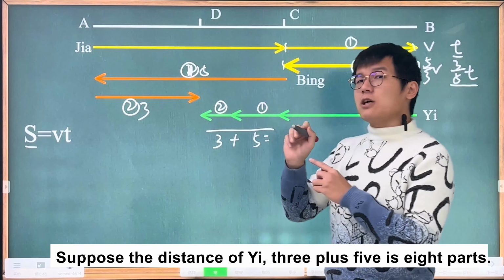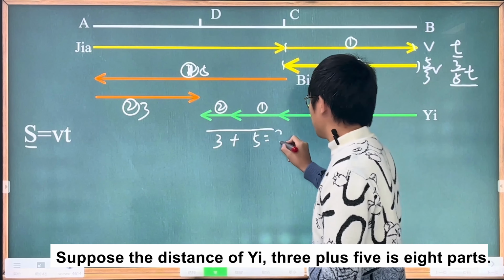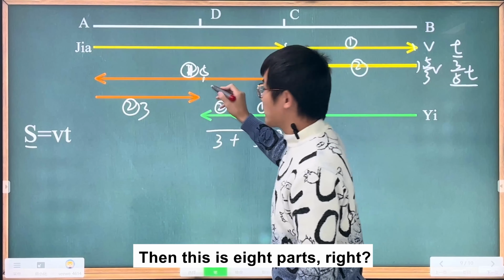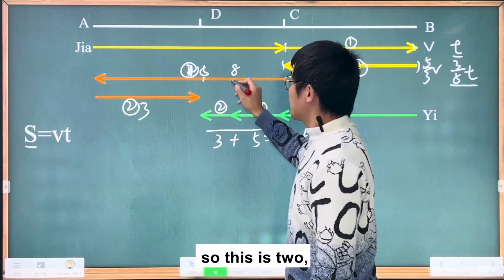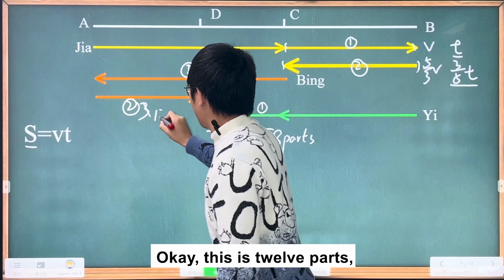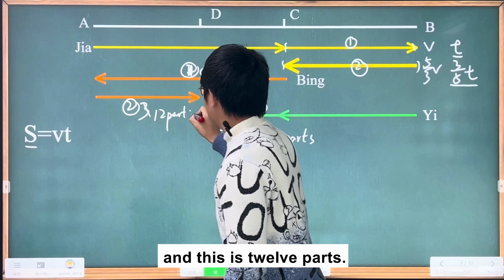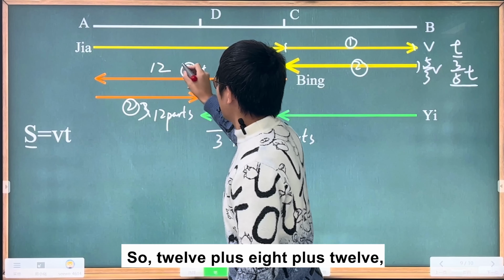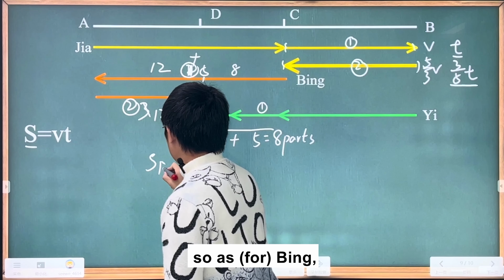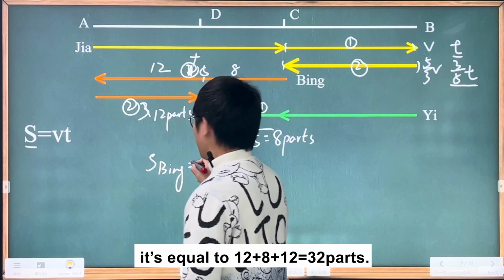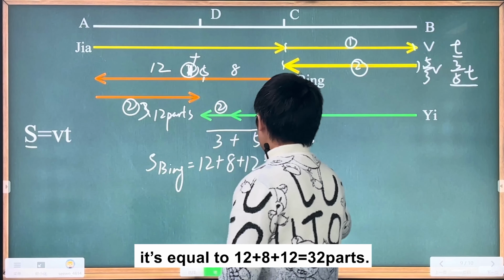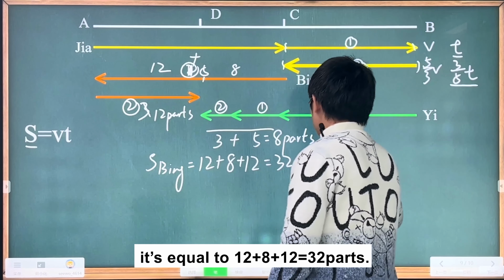Suppose the distance of E, 3 plus 5 is 8 parts. Then this is 8 parts, right? Okay, this is 8 parts. So this is 2, this is 2, this is 3, and this is, okay, this is 12 parts. And this is 12 parts. So 12 plus 8 plus 12. So S being is equal to 12 plus 8 plus 12, which is 32 parts.